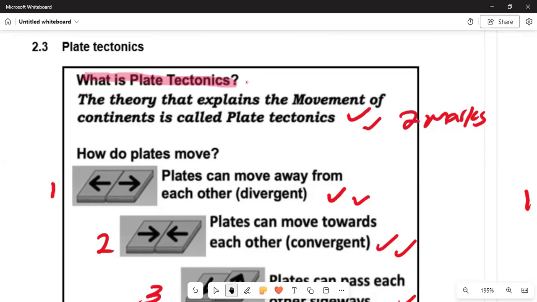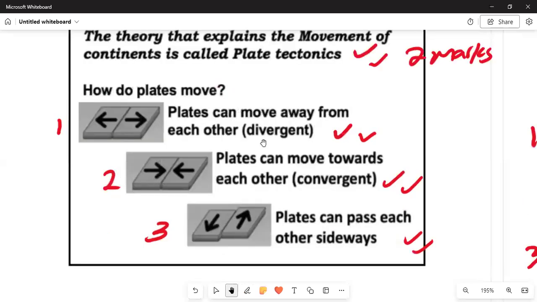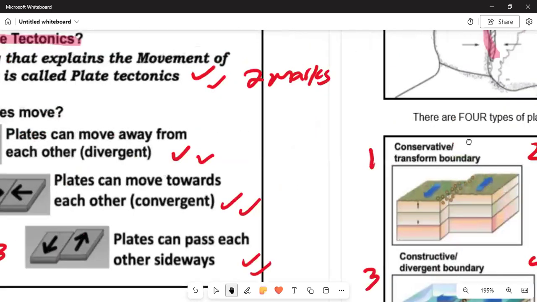How do they move? So you can see that number 1, the plates move away from each other. There is a divergence that is happening because they move away from each other. And the arrows are showing that they move in the opposite direction. Number 2, these plates can move towards each other. So that is convergent. And then the plates can pass each other, based on the arrows that we are given. So that is how they move.